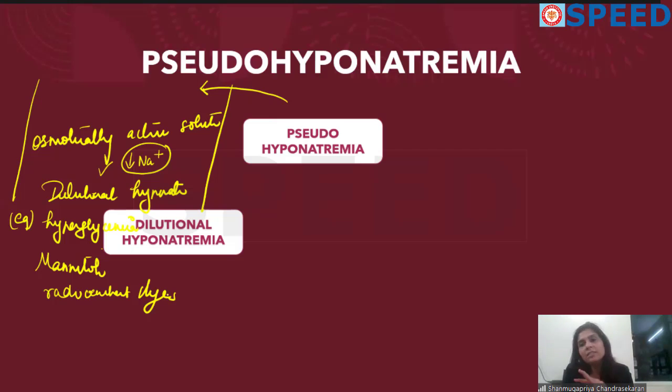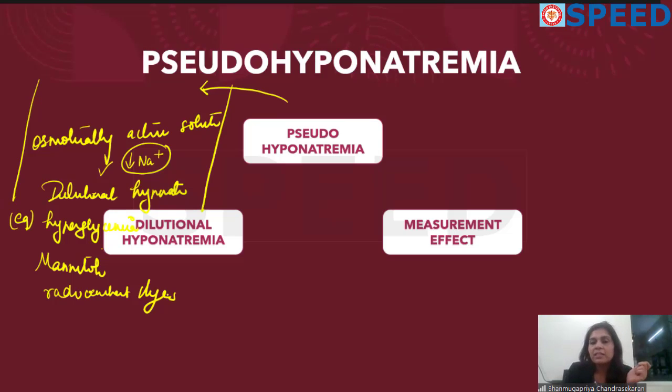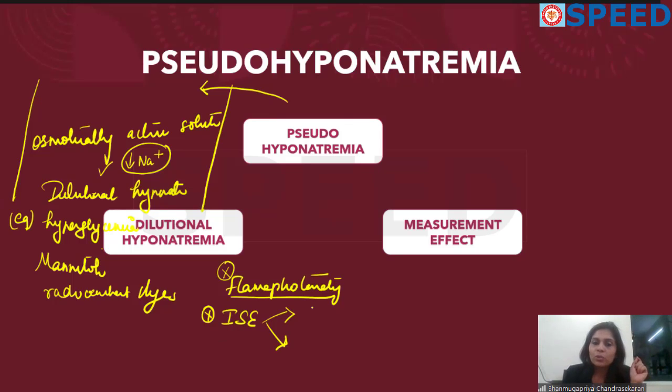Now there is another scenario wherein pseudo hyponatremia might be observed, and this is basically a measurement defect. As far as sodium measurement is concerned, till some time back we were using flame photometry. These days we don't use flame photometry, we use ion selective electrodes for sodium estimation. And there are two types of ion selective electrodes: one is direct ISE, the other one is indirect ISE.